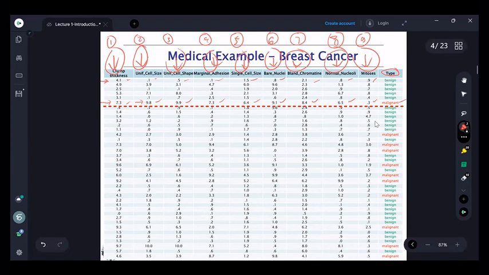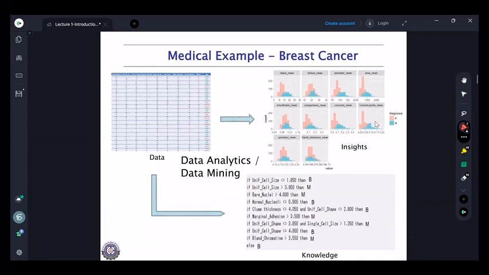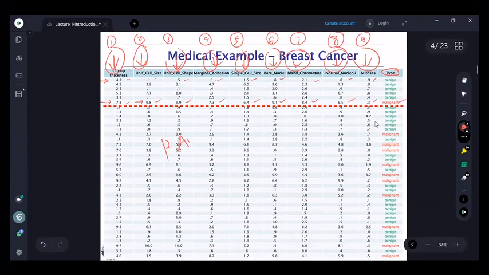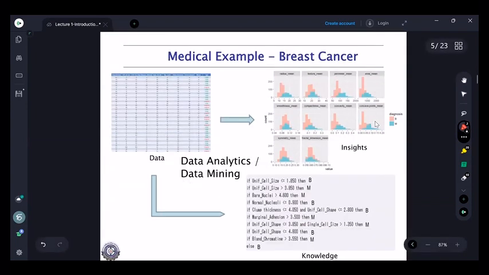So this is the knowledge that we get. From the data, after the process and further process, we classify what type of breast cancer this is. All right, so this is one example of data analytics or data mining. This is the raw data, the data, the same meaning.